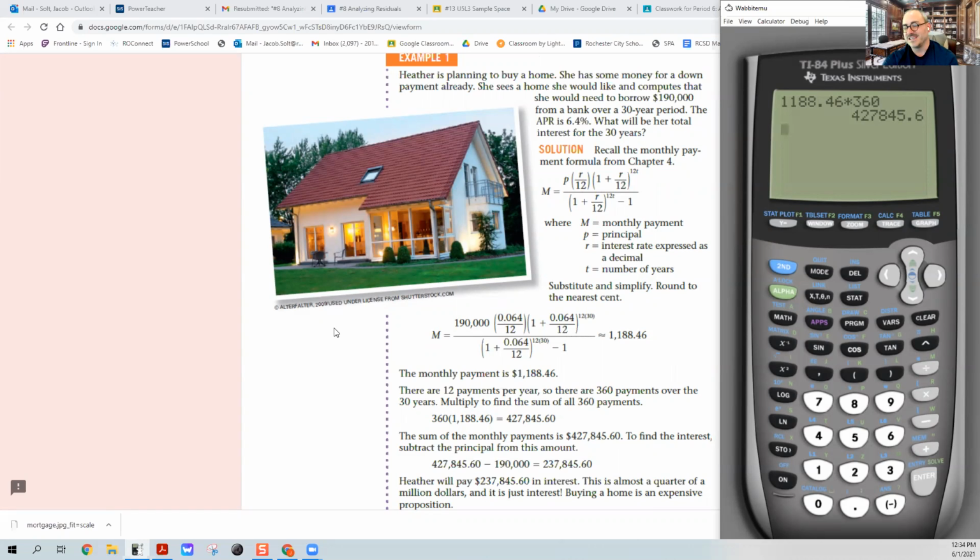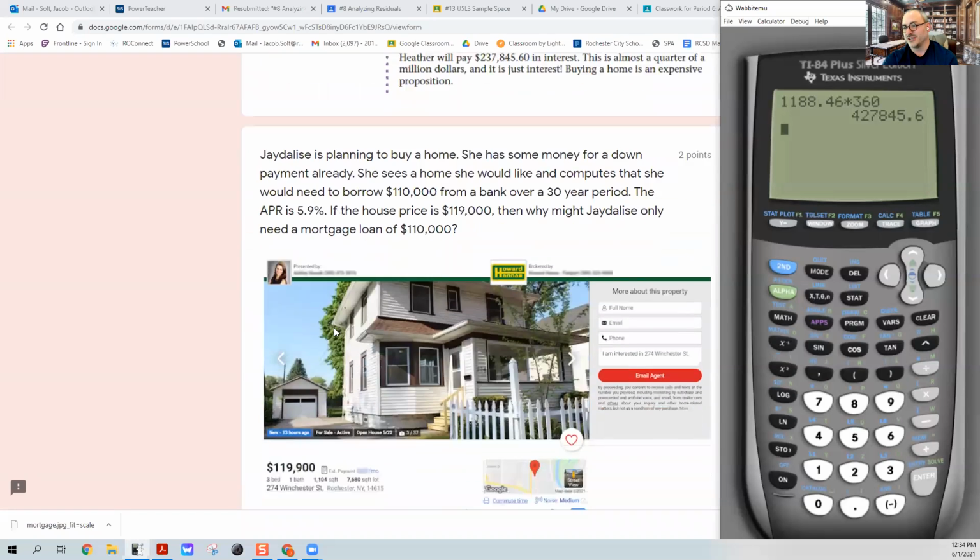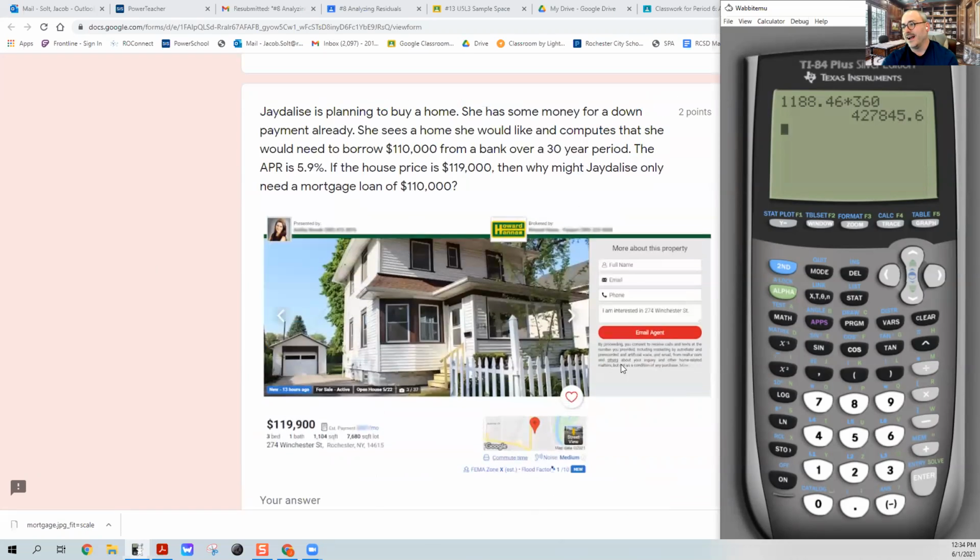I'm going to have you try something similar with a house here in Rochester. So I went online to real estate, and I was looking for a house that was reasonably priced, what I would call reasonably priced, something that you probably need to make. Let's see how much you'd have to make.